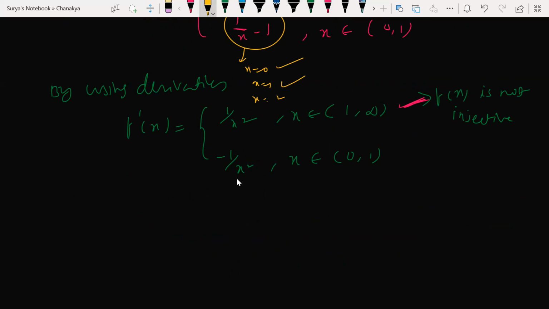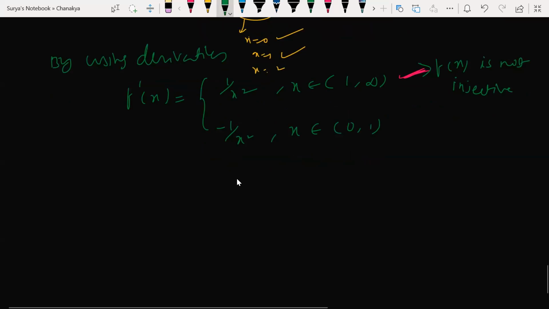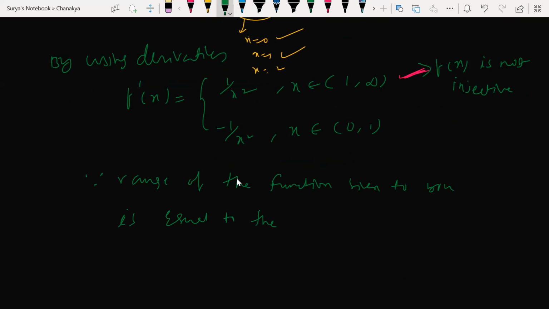If I substitute 1, my value also exists over there. If I substitute x value 2, my value would be existing over there, right? So what can I say now here? Since the range of the function given to you is equal to the codomain, if range is equal to codomain, I can say that it is surjective.